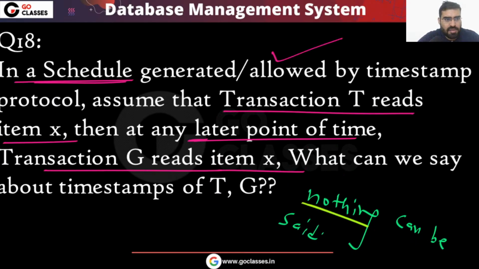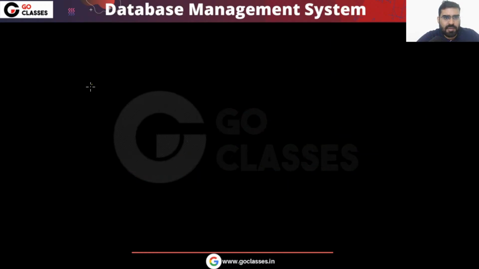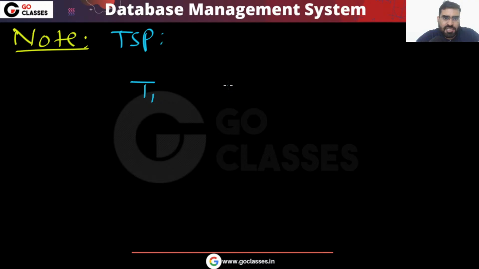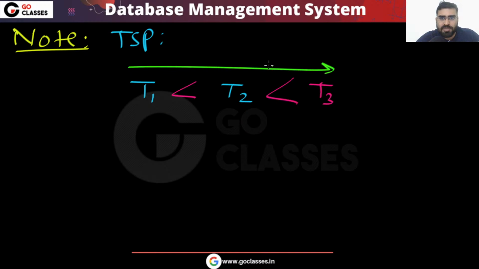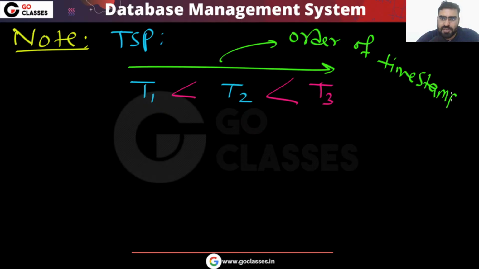Let me assume a simple thing: these things are fine in the timestamp protocol. For example, let's assume there is T1, T2, and T3, and let's assume this is the order of their timestamps. Now, remember, these things are perfectly fine.